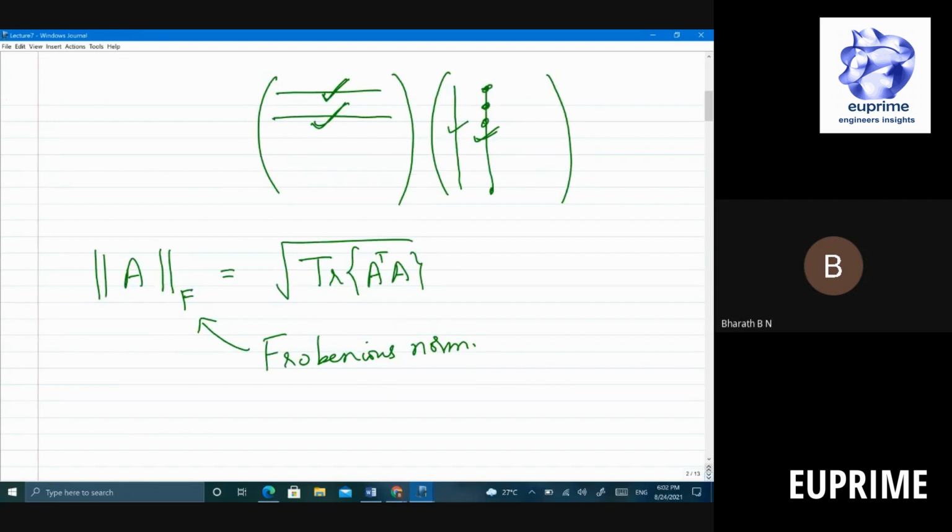So what is the Frobenius norm? What is the Frobenius norm? Hmm? Yes. What is the Frobenius norm? Hmm? What is the Frobenius norm?